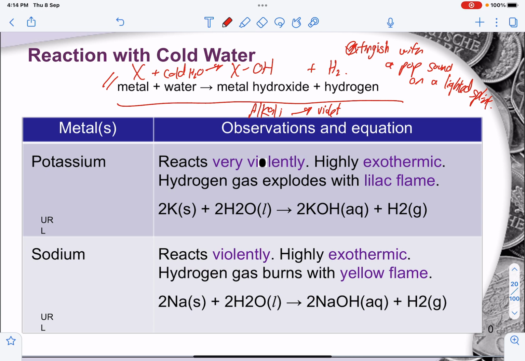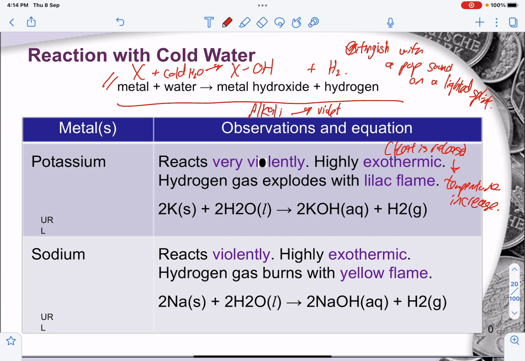Okay, so for potassium, the reaction tends to be very violent. When you react potassium metal with cold water, it's highly exothermic. Highly exothermic means that heat is generally released, and what you will see is that the temperature would actually increase. It will explode with a lilac flame, the hydrogen gas. Sometimes in exams, you might be required to describe the observation and give the chemical equation.